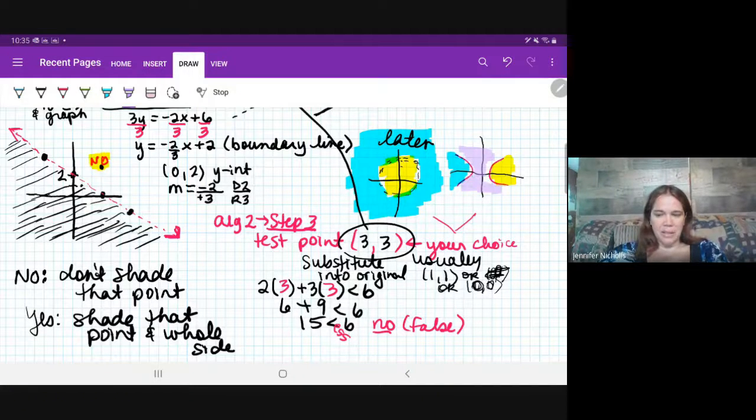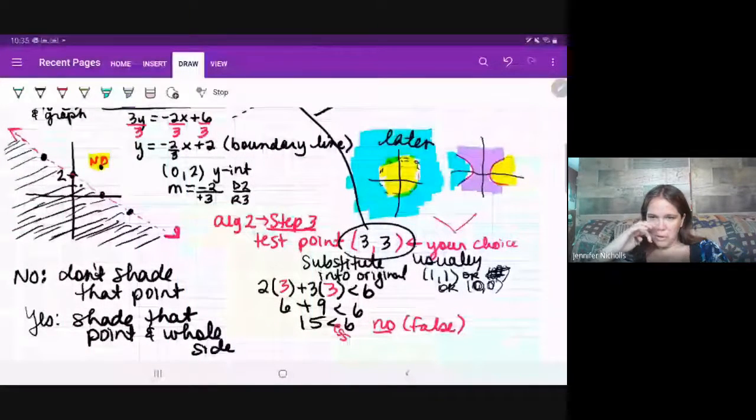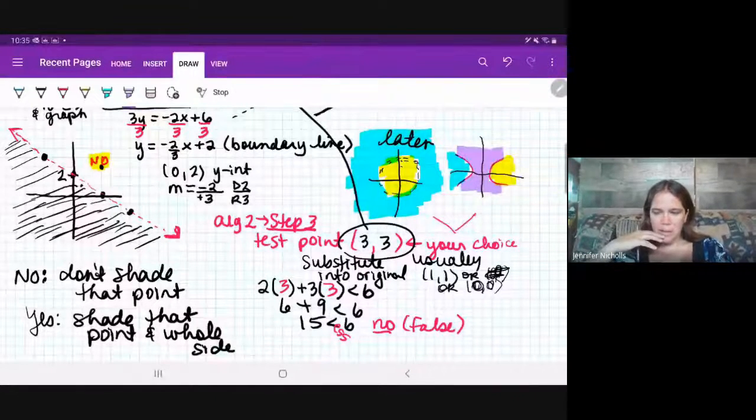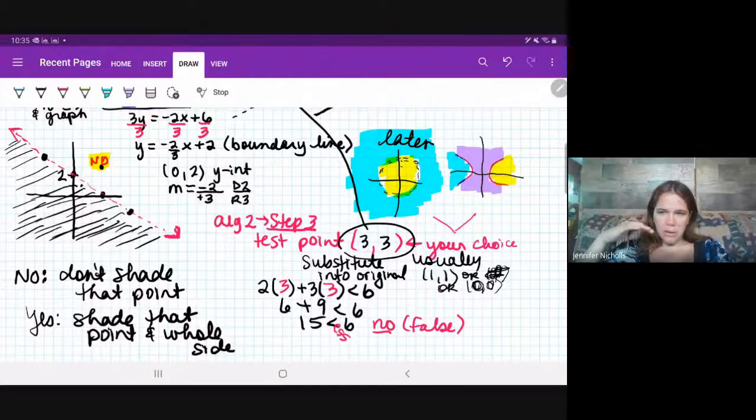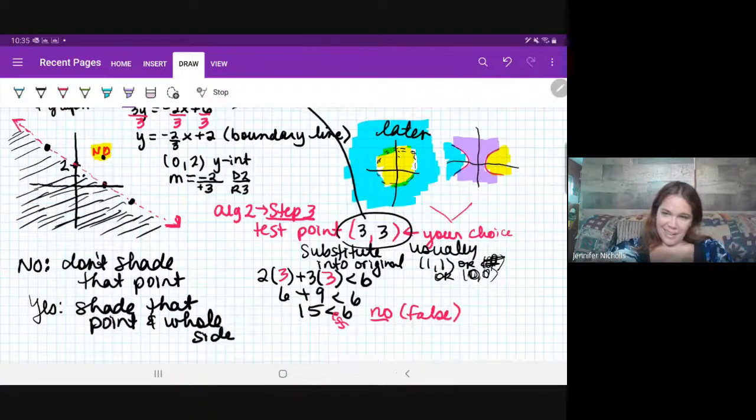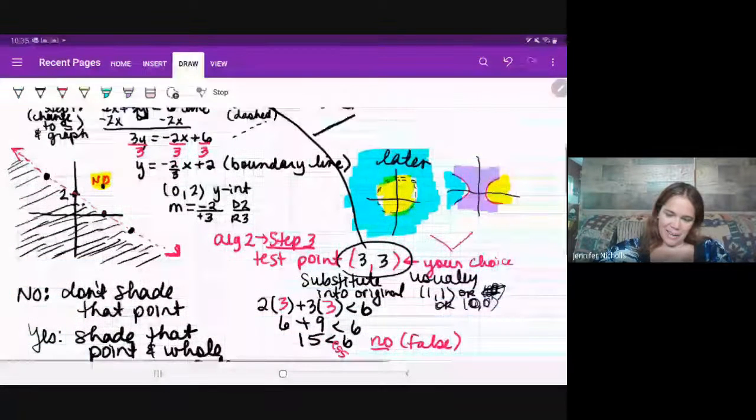So you have to do it the test point method. Francisco, that does sometimes work for circles. Yeah, sometimes it works, but not always. Okay, so example 2.